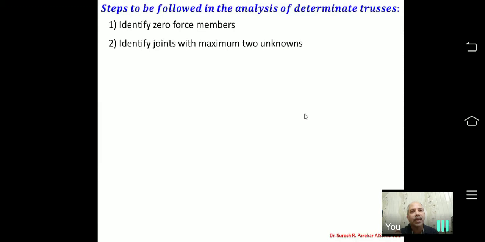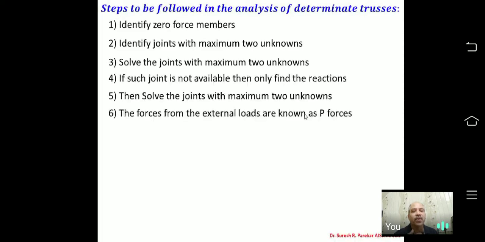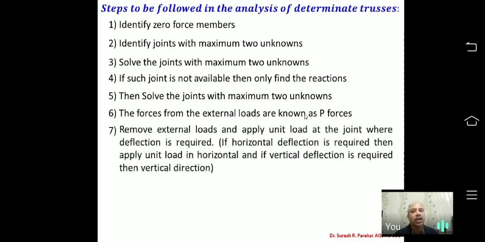So once we have identified the joint with maximum two unknowns, then we can solve the joint and find the unknowns. But if we do not have such joints where we have maximum two unknowns, then we do not have any other choice than determination of reactions. So we have to go for the reactions, and after calculating the reactions, then again we go to step 2, and then step 3, that is solve the joint with maximum two unknowns and then find the forces. The forces which we get by this are known as P forces, and these forces we got due to the external loads.